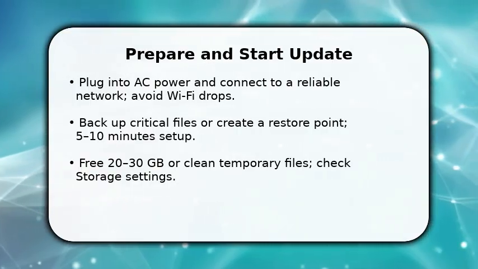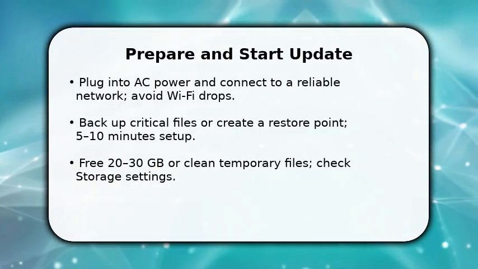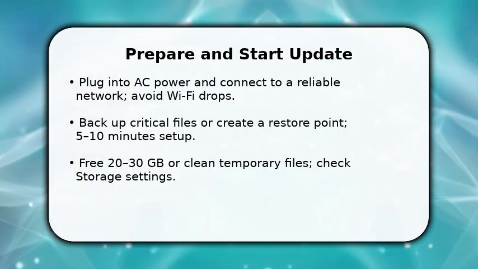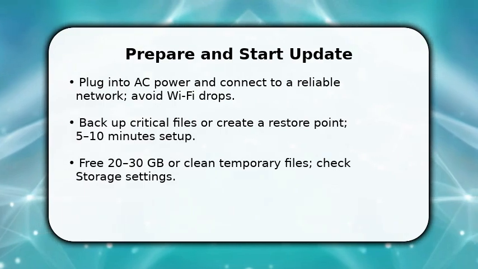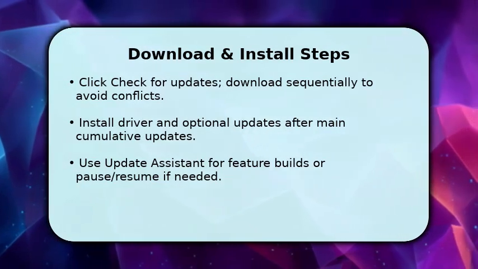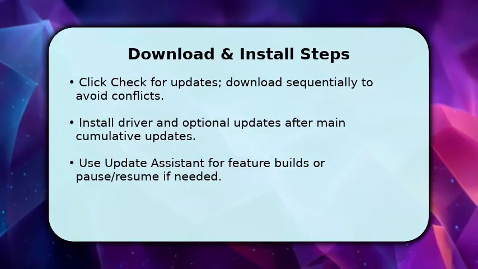Next, open Settings and go straight to Update and Security so you can begin checking for available Windows 10 updates now. After checking for updates, Windows will list cumulative and feature updates. Start with the cumulative patches and download them first.